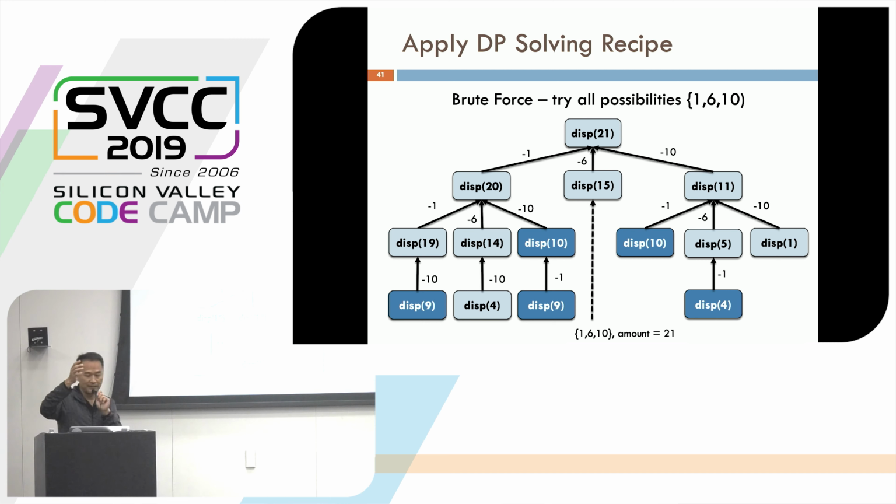Right, because we have a coin of 1, so it always goes smaller by 1, so it's going to eventually go down. The maximum is to go down by 1 each time to 0. So the depth of the tree is going to be n, or 21 in this example.